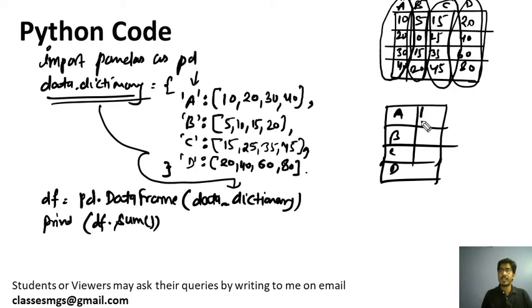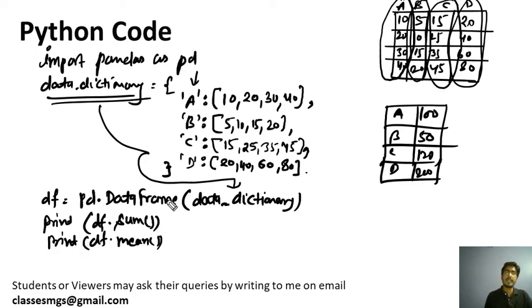So this column is, let's suppose, 100. This column is, let's suppose, 50. This column, let's suppose, 120. This column, let's suppose, 200. So like this. Okay, now to print the mean, what you need to do is print df.mean. You can directly write it, and it will print the mean.